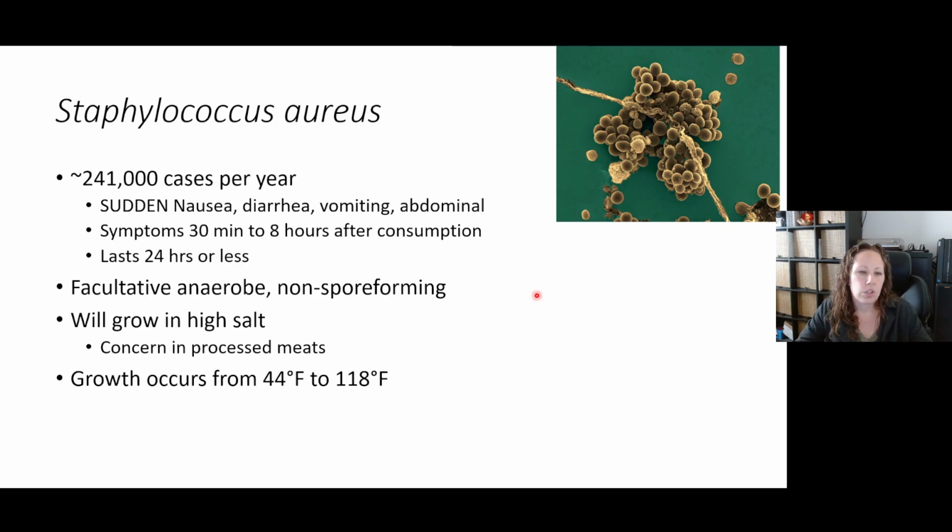The growth occurs from 44 degrees Fahrenheit to 118 degrees Fahrenheit, so within that danger zone of 40 to 140. And if it is in this growth range, it will produce a toxin that is extremely heat stable. You're not getting rid of it. Unlike Clostridium botulinum, where you can cook it and save yourself from the toxin, you can't reheat your food contaminated with Staph aureus and get away from it.